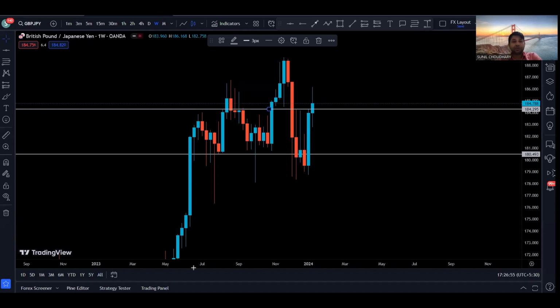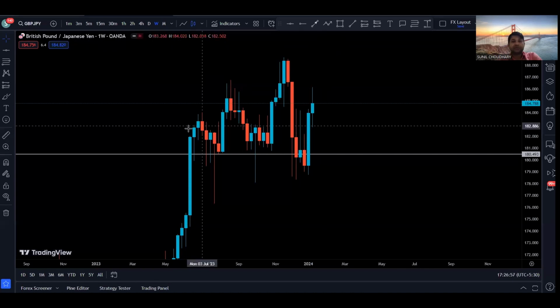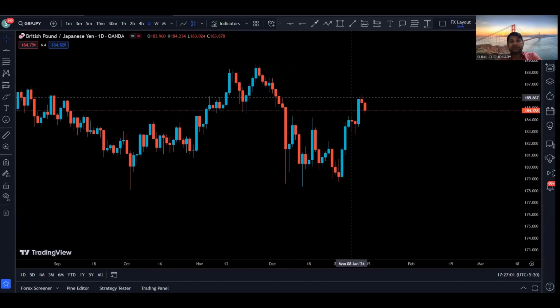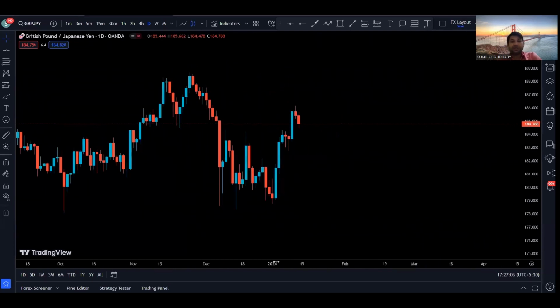Now let's go to the daily time frame to find more details. On the daily time frame at the moment, the price was going down. We were making lower lows and lower highs. So we were making lower high, lower low, lower high. Then we broke all these highs and created a higher high, higher low, higher high kind of structure.